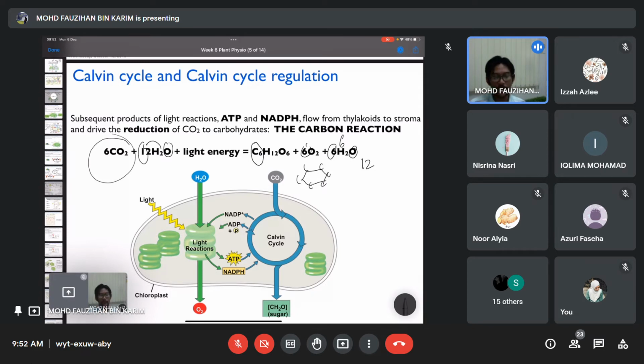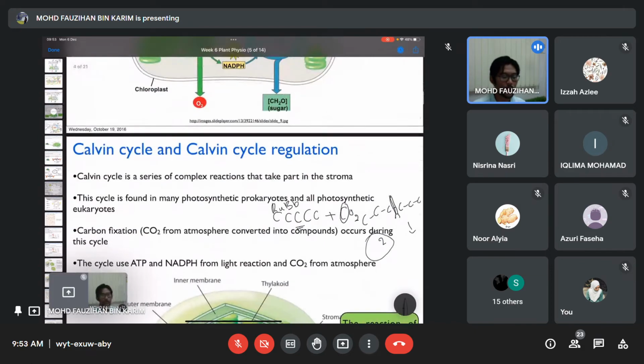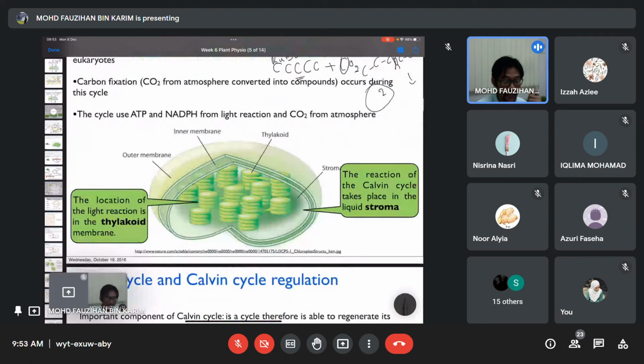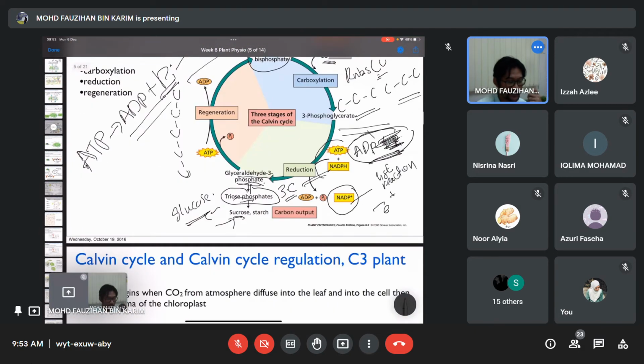Kalau you faham the cycle, if you faham the mechanisms, right? You tak ingat pun, you tak hafal pun, tapi you know how the system works. And at the end of the day, you tahu, alright, kenapa, then you will understand kenapa 6 carbon ni kat depan. Why 6 carbon? Is that a random number the scientist just put there, just to balance the equation? No, the answer is no. The answer is because to produce 1 molecule of glucose needs 6 carbon dioxide, right?